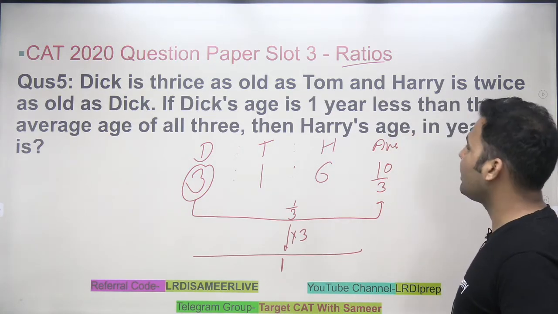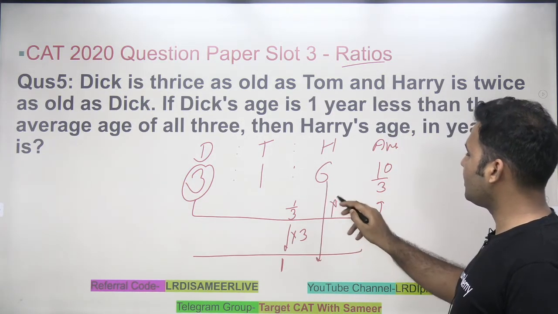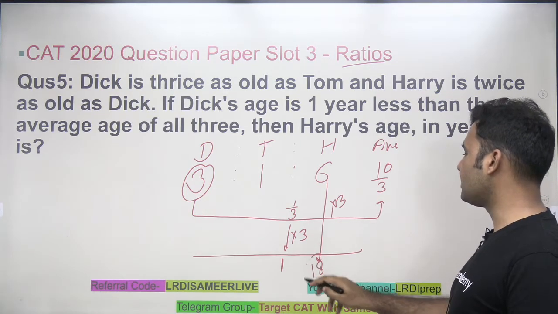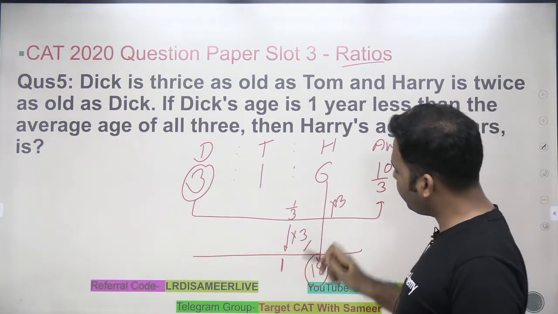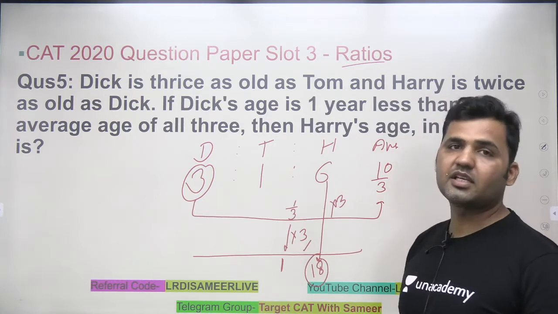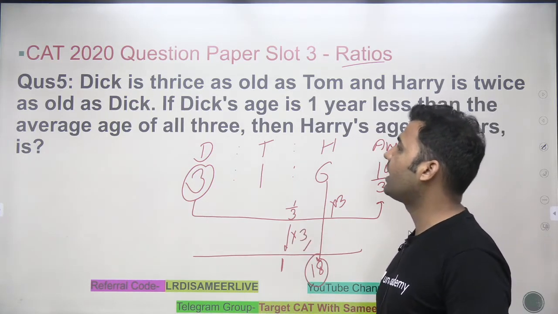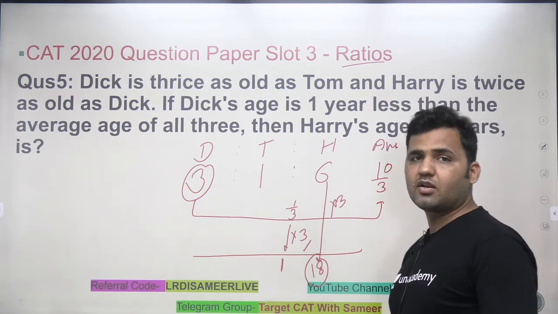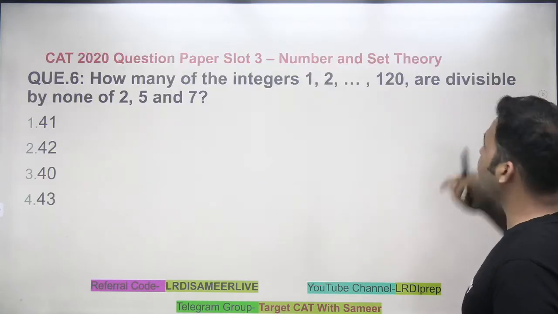Then what is Harry's age in years? Harry's age in years would be multiplied by 3, that is 18. The moment you see the multiplying factor is 3, you can get your answer as 18 here. Again, a theta question of CAT 2020 slot 3. You're not even supposed to use a pen here to answer the question.